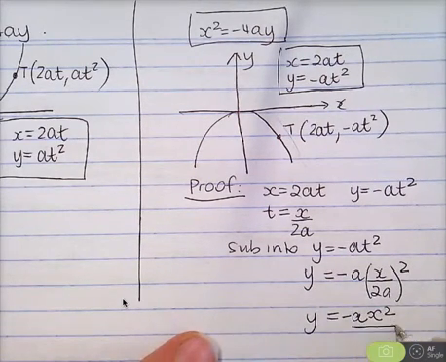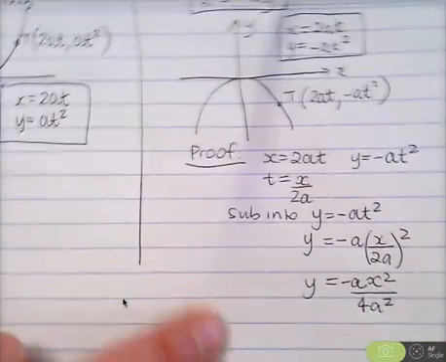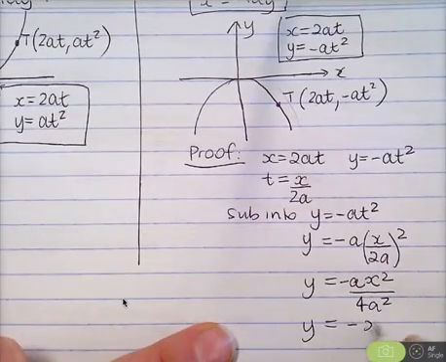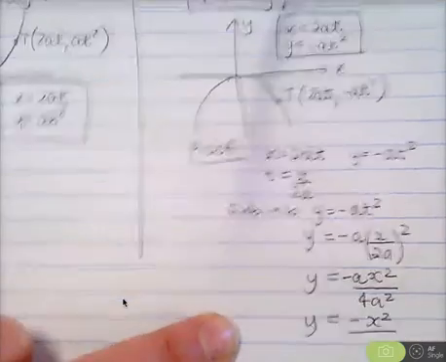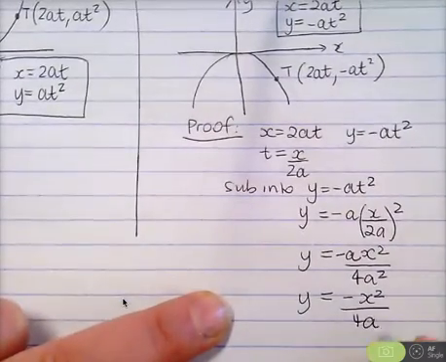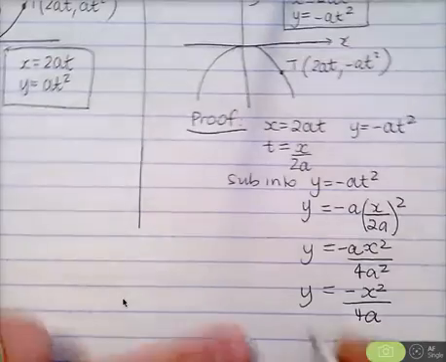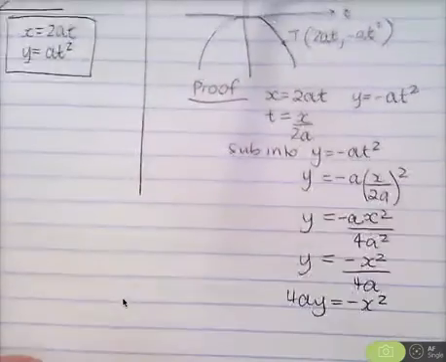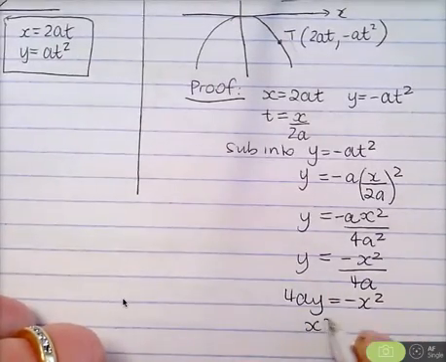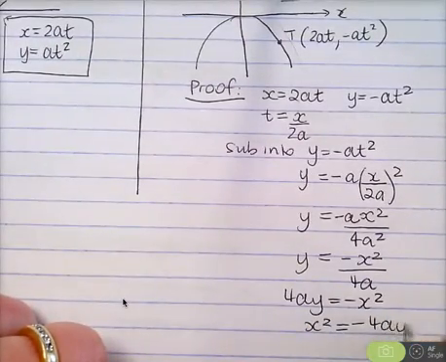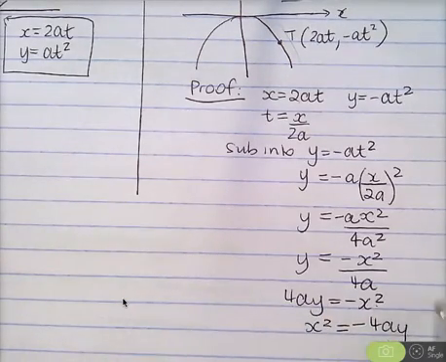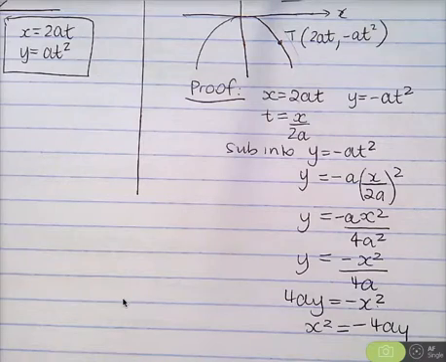x squared over 4a squared. Cancelling one of the a's, what do you get? Minus x squared over 4a, and then moving the 4a to the other side, you get 4ay is minus x squared, but we don't like writing it like that. Let's take the negative. In other words, x squared is minus 4ay, swapping sides. Do you know what I mean? Taking the negative x squared over there and the 4ay over there, you've got negative x squared is negative 4ay.